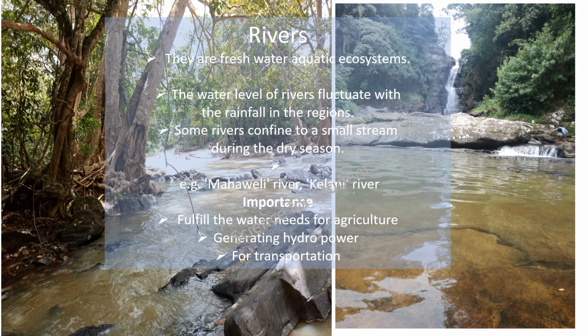Rivers. They are freshwater aquatic ecosystems. The water level of the river fluctuates with the rainfall. Some rivers are confined to a small stream during the dry season. Examples of rivers: Mahaweli, Kelani. The main importance of these rivers is that they fulfill the water needs for agriculture, generating hydropower, and for transportation.